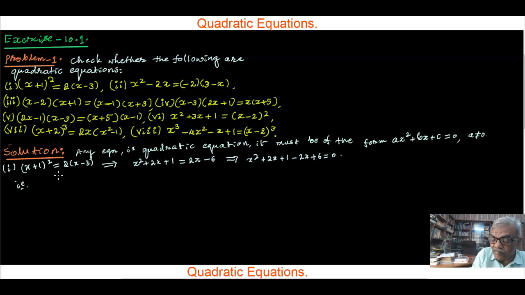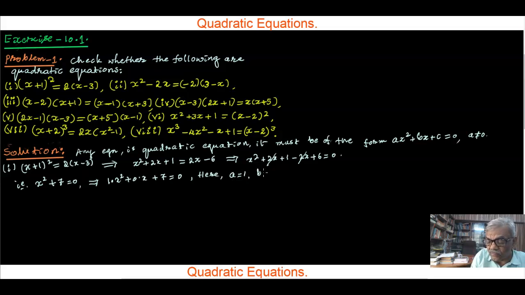That is x square, now minus 2x plus 2x are getting cancelled. That is 1 plus 6 is 7 equal to 0. Can you say here, is it a quadratic equation or not? Is it in this form? Certainly yes. This can be written as 1 into x square plus 0 into x plus 7 equal to 0. Here a equal to 1, b equal to 0, and c is equal to 7. Therefore, the given equation is a quadratic equation.